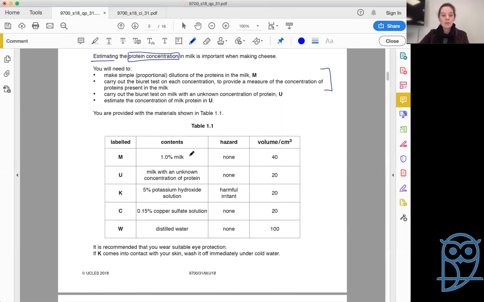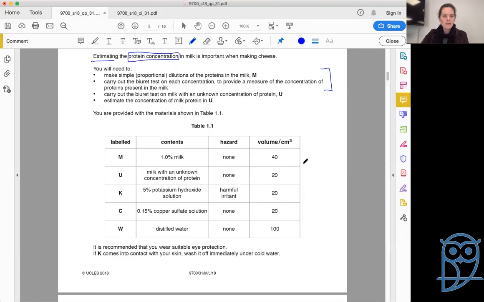So we've got M, which is 1% milk. No hazard, you've got 40 centimeters cubed. You've got U, which is an unknown concentration of milk. You've got K, which is 5% potassium hydroxide. And you've got C, which is 0.15% copper sulfate. And you've got W, which is distilled water. And you've got lots of it. Okay, it's recommended that you wear suitable eye protection, always thinking about risk. And if K comes into contact with your skin, wash it off immediately under cold water.